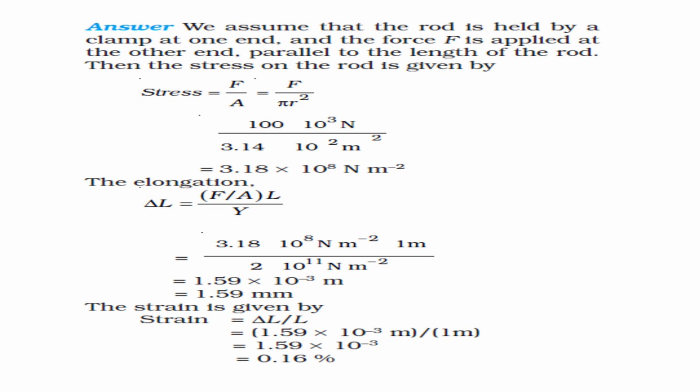Elongation means change in length. Delta L will be equal to F by A into L divided by Y, by using the formula of Young's modulus of elasticity. And by putting all the values in and solving it, you will get 1.59 millimeter. And the strain, you know that it is the ratio of the change in length upon original length, and it is 1.59 into 10 raised to power minus 3, or in terms of percentage, it is 0.16%.